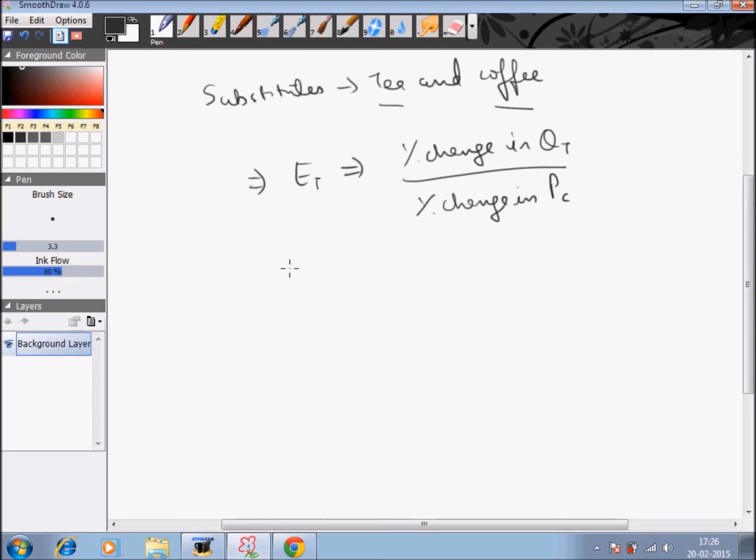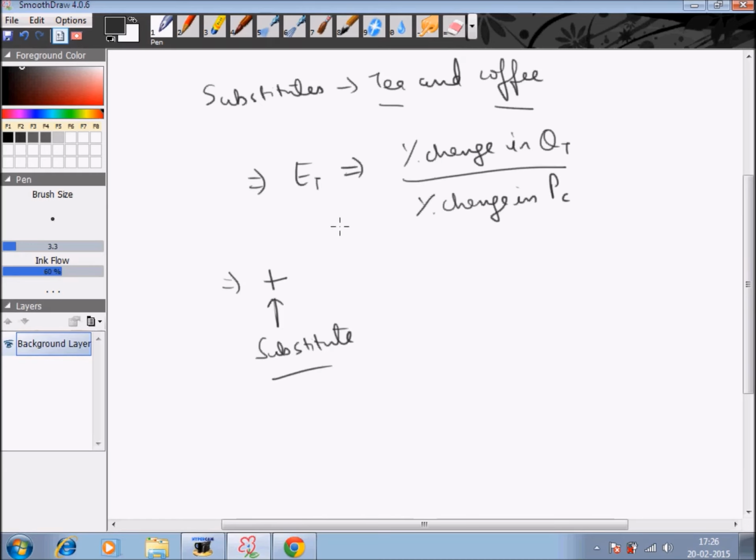Now this concept basically helps us to determine whether two goods are substitute or complement goods. See, if the cross elasticity of demand of a particular commodity is positive, then it's a substitute good. Because we have also already studied earlier that when the price of a particular commodity increases, the demand of its substitute also increases.